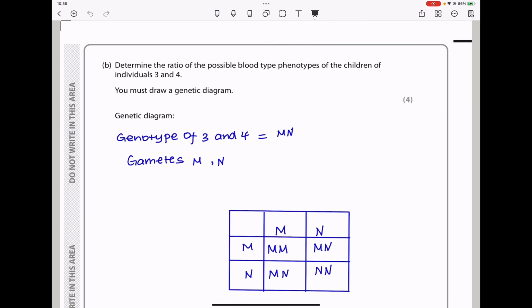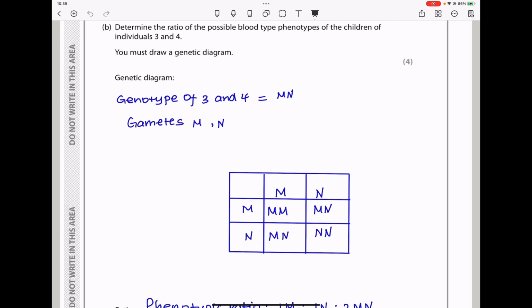So moving on. Here they say, determine the ratio of the possible blood type phenotypes of the children of individual 3 and 4. You must draw a genetic diagram. The genotype of individual 3 and 4 is going to be capital M, capital N. So their gametes are going to be either capital M or capital N. So in this case, the genotype of the offspring is going to be capital M, capital M, capital M, capital N, capital M, capital N, and capital N, capital N.